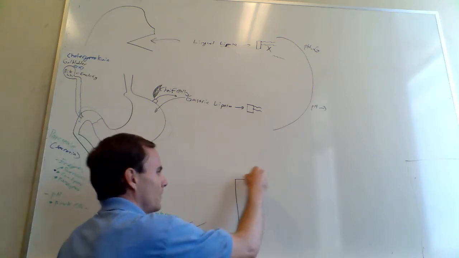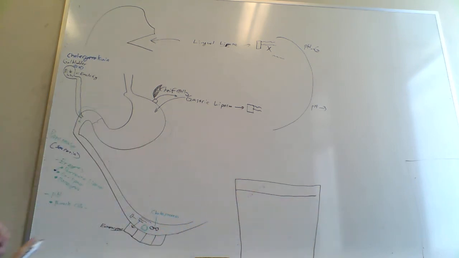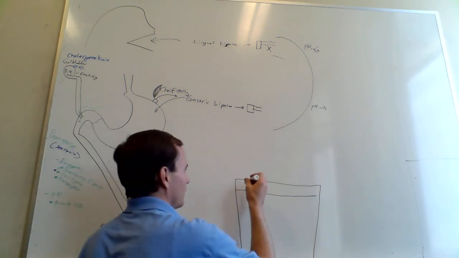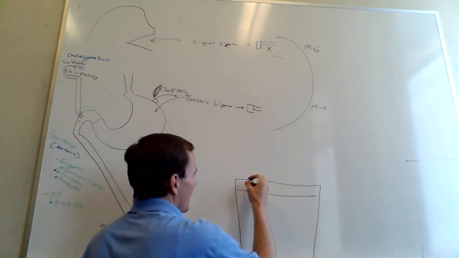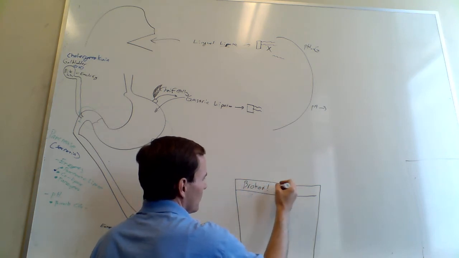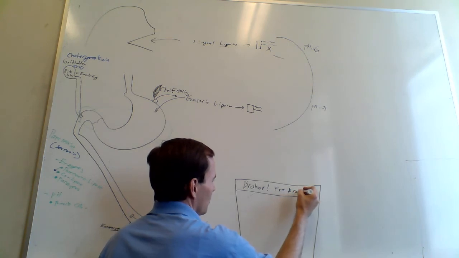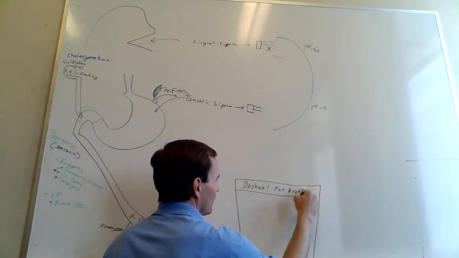Now, basically everything can come together in micelles and be absorbed, right? So now let's talk about what happens if this stuff breaks. How do we see this break? Because that's why we're becoming doctors. So if we have broken fat, we'll just say fat broken.